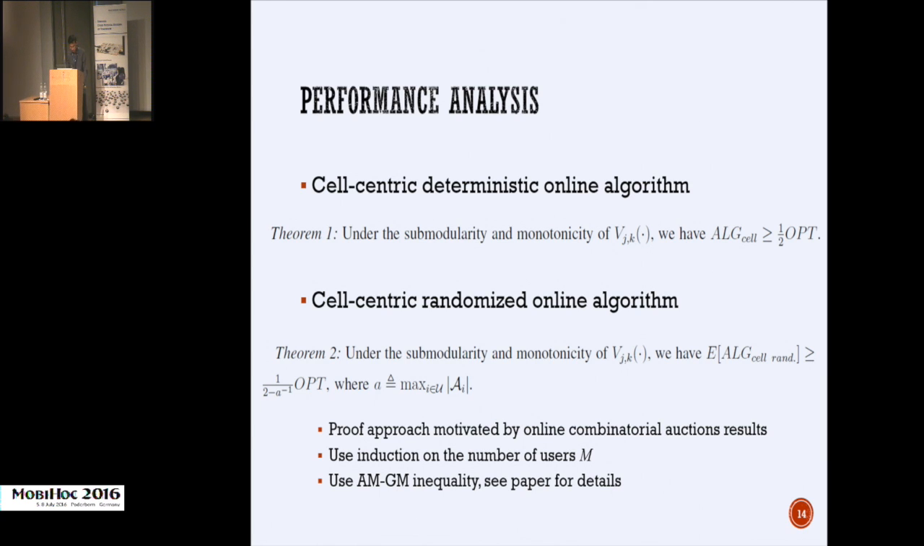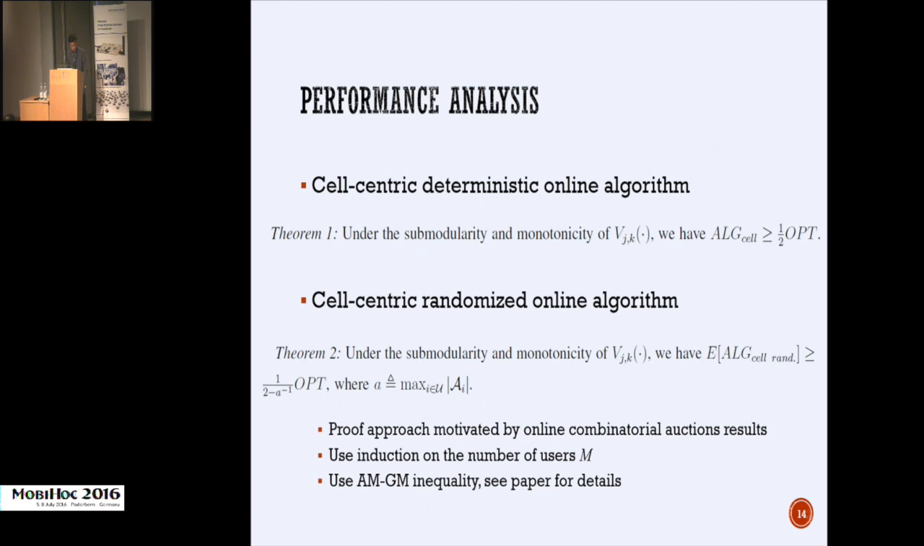And the cell-centric randomized algorithm, similarly, under submodularity and monotonicity, achieves an average utility greater than or equal to 1/2 minus alpha to the minus 1 of the offline optimum. So this alpha, or small a, is the maximum number of associations of a user, which is typically small, say 2, 3, or 4 for any reasonable topology, due to the path loss and interference in the wireless medium.